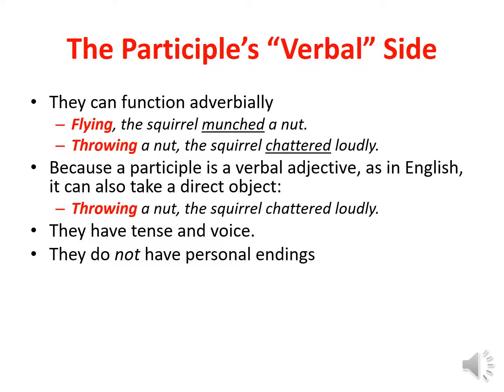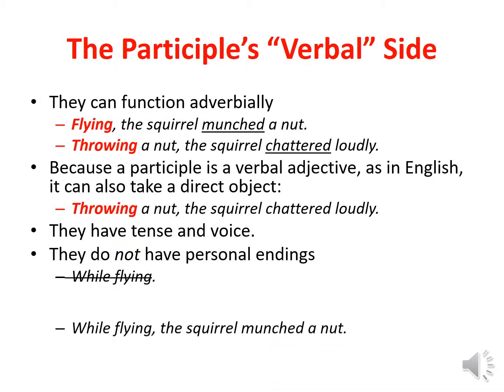Participles do not have personal endings. Now, why do participles not have personal endings? Well, look at this sentence fragment here, "while flying," which I've struck through because it's not really a sentence. While flying, there's a participle in this fragment, but there's no verb in this fragment. And this is the difference between a participle and a verb. A verb is finite, which means it finishes or completes a thought. We do not have a finished thought here because we have only a participle, while flying.